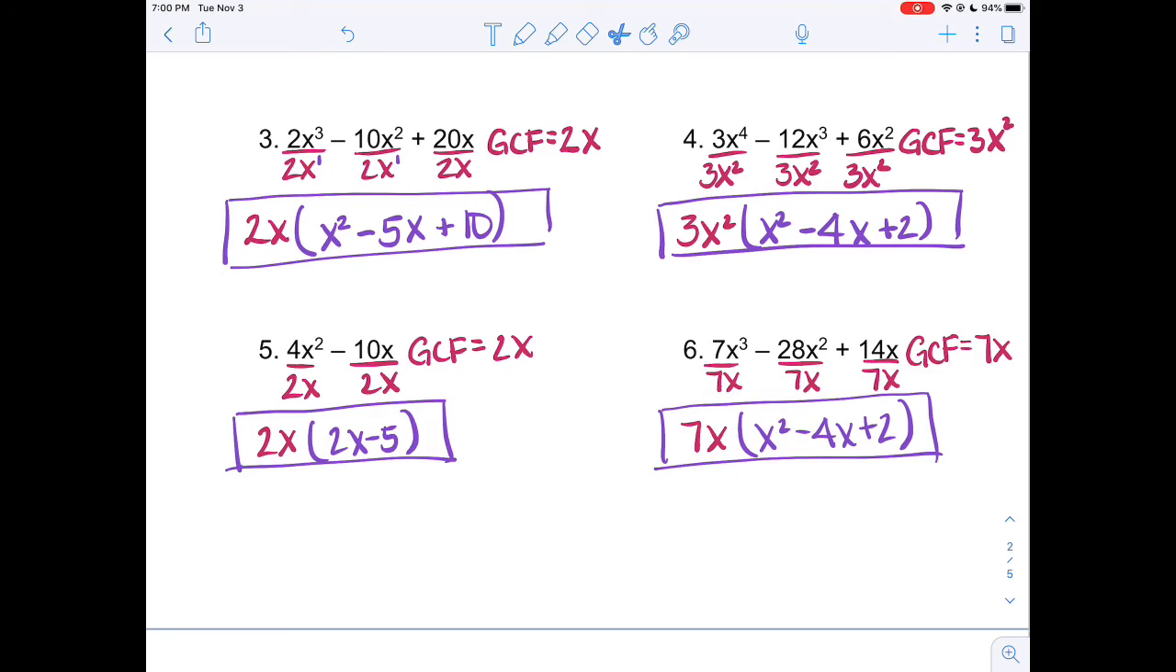Finally, on number 6, you should have determined that your greatest common factor was a 7 and an x, and dividing that out, you get this answer of 7x times x squared minus 4x plus 2.